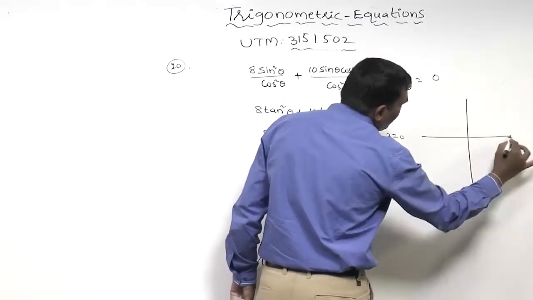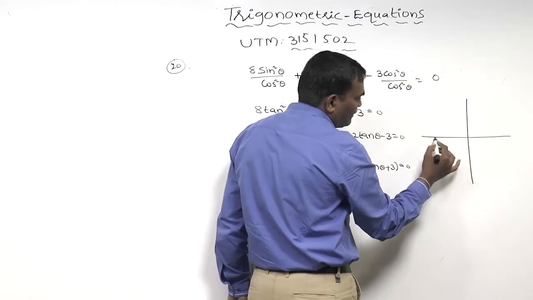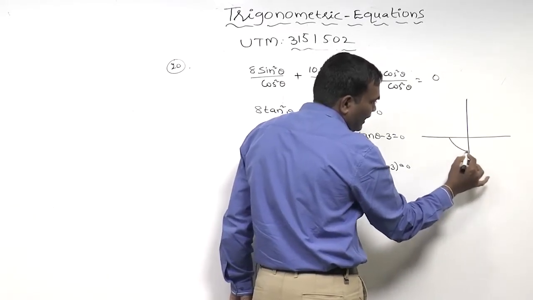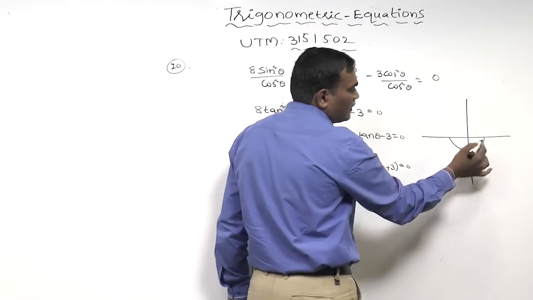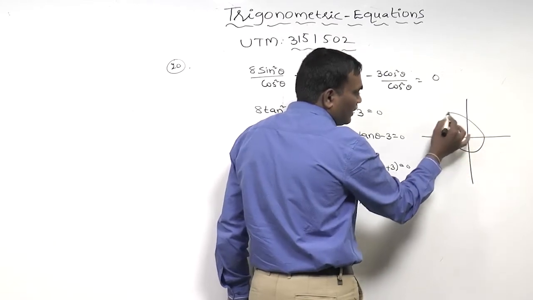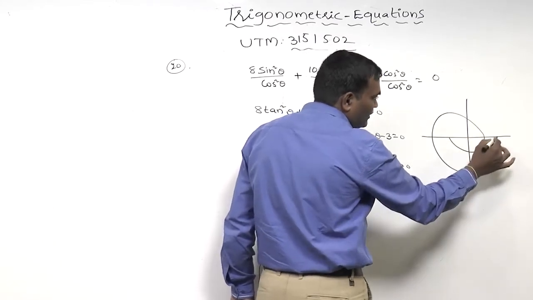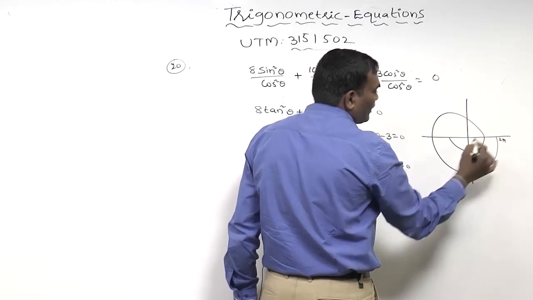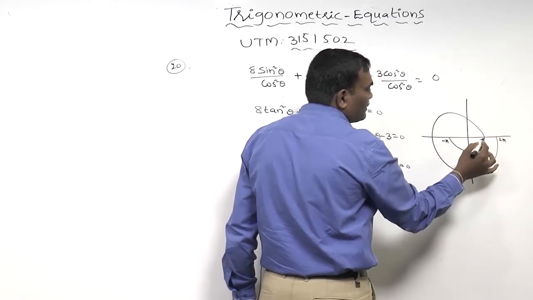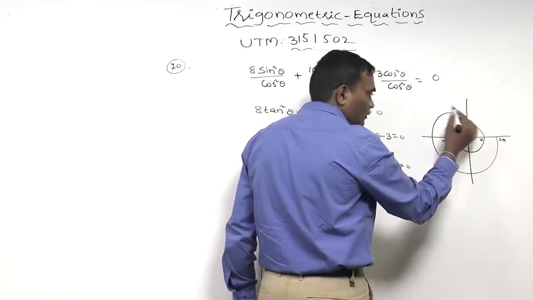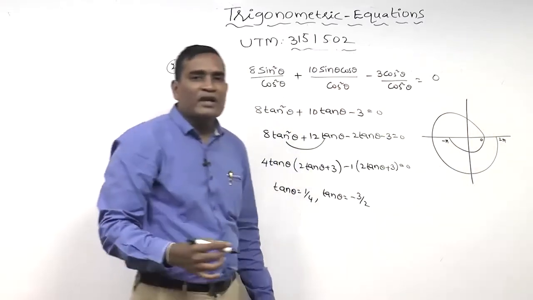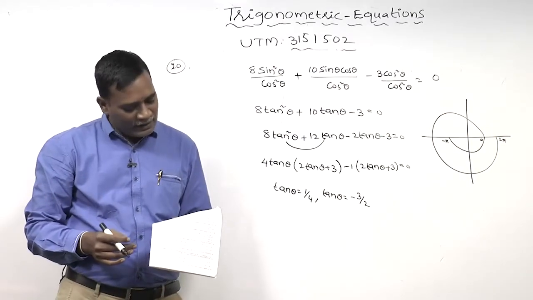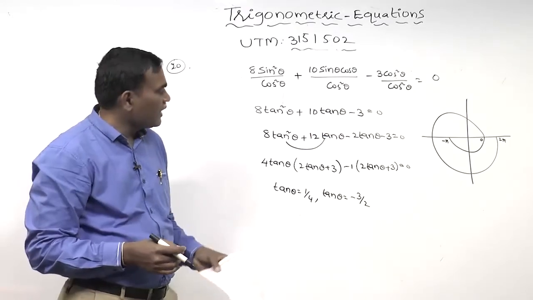Here minus pi means you start from here. Minus pi to 0, this is minus pi to 0. If you complete a rotation, it is 2 pi. So minus pi to 0, and again 0 to 2 pi. In this, how many solutions are there? Number of solutions in minus pi to 2 pi.